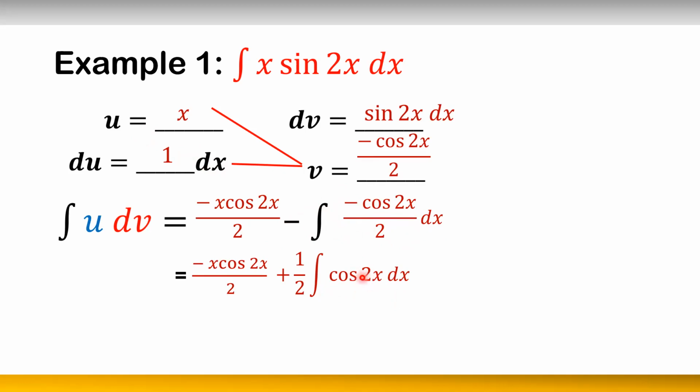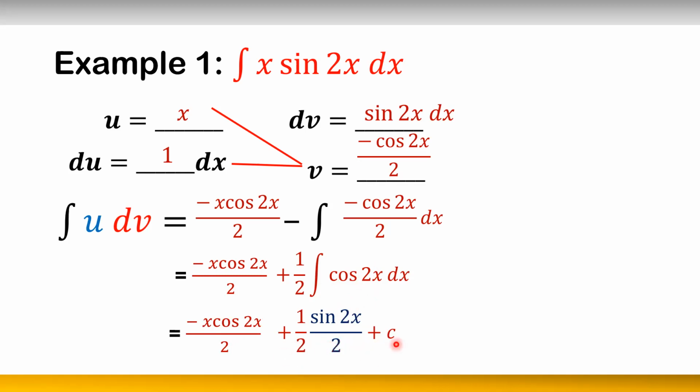Kasi meron tayong supposedly u doon na 2x. Kaya derivative niya constant na 2 goes on the denominator. So negative x cosine 2x over 2 plus 1/2 sine 2x over 2 for the integral of cosine 2x. Ayun. Diba? Yung derivative ng supposedly u mo goes on the denominator. Okay, so ayun, that's our final answer.